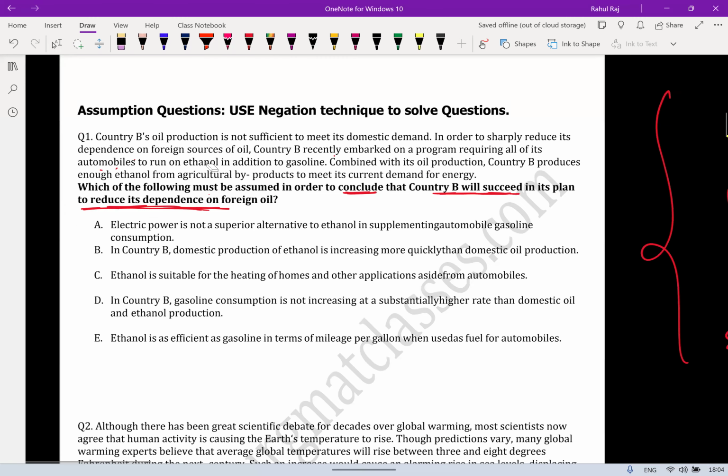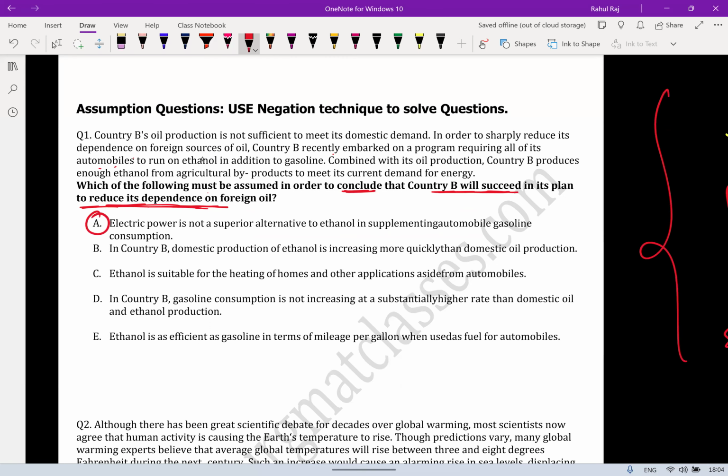Now let's come to option A. Electric power, is it discussed in the argument? You don't have to even negate this. Please understand, you don't have to negate more than 3 options. 2 options you can straight away eliminate. Can I say electric power is not a superior alternative to ethanol? Is electric power discussed in the argument? No, right? So you should not be even thinking for a second about answer A. But anyone who has marked answer A, please tell what was your thought process.